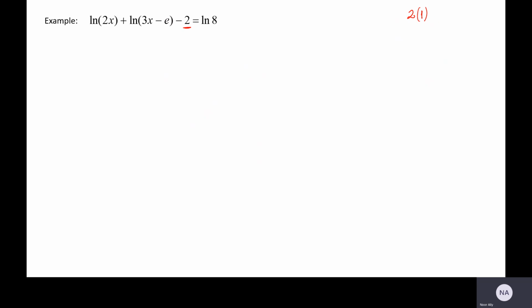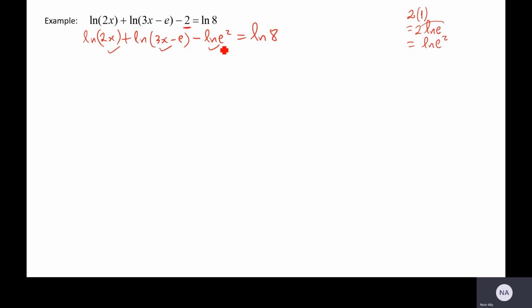I say 2 times 1 is 2, but one ln is ln of e. So I can write that, taking that to the top, ln of e squared. This is where you must know your properties thoroughly. So now I can write that as ln of 2x plus the ln of 3x minus e, minus the ln of e squared, is equal to the ln of 8.